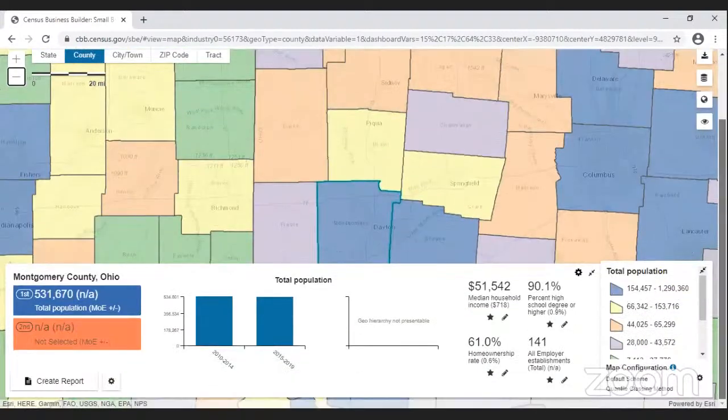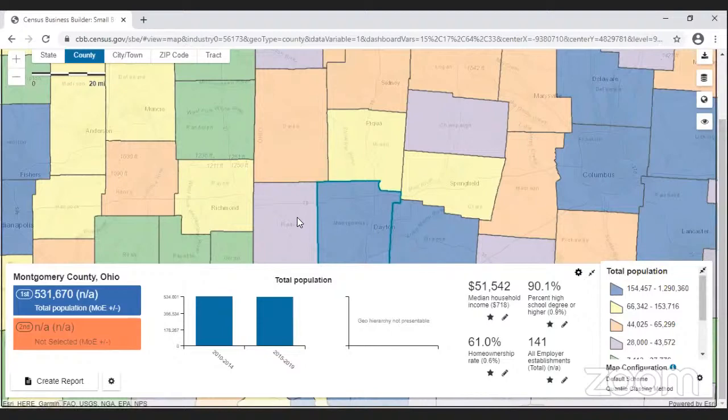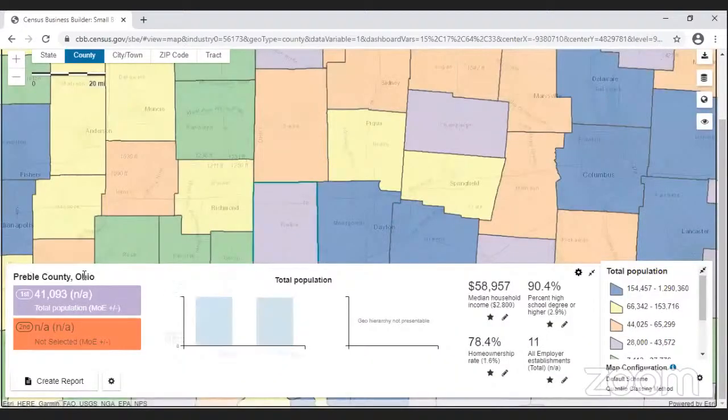So you can see that you have total population, and if I click around here on any county, it'll switch counties. It'll tell me, here's Preble County, 41,093 population.